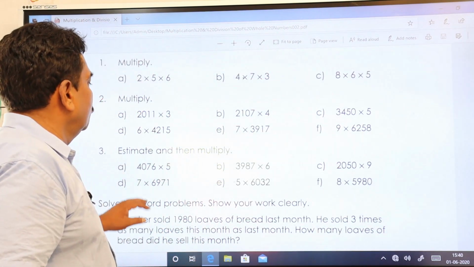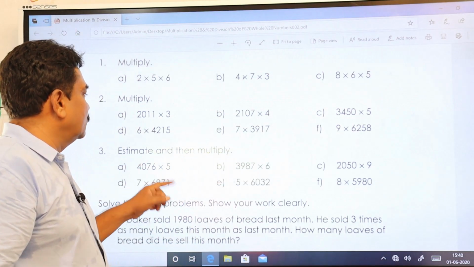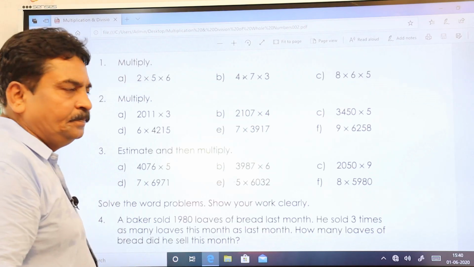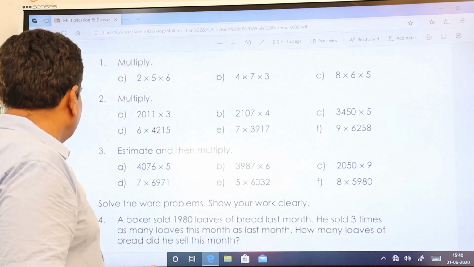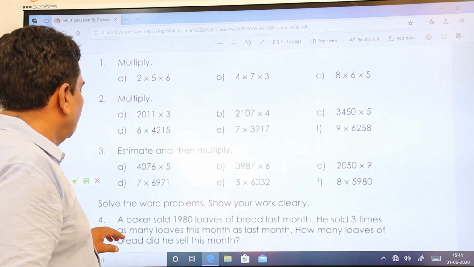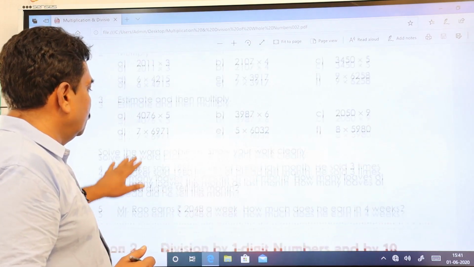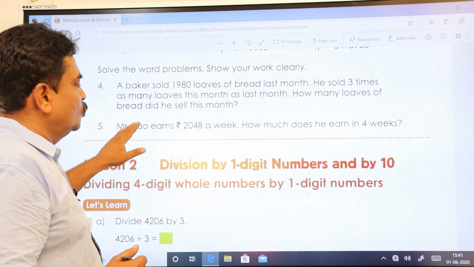Now, we'll go to, I'll just do out of these two. This I have given as homework 1, 2 and 3. Okay, we'll do the fourth one now. Word problem. So listen very carefully. There are only 2 word problems.